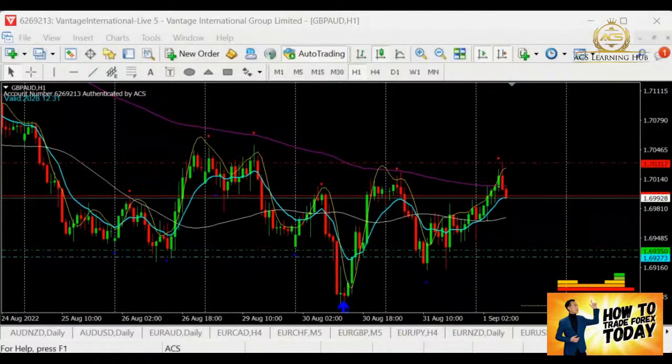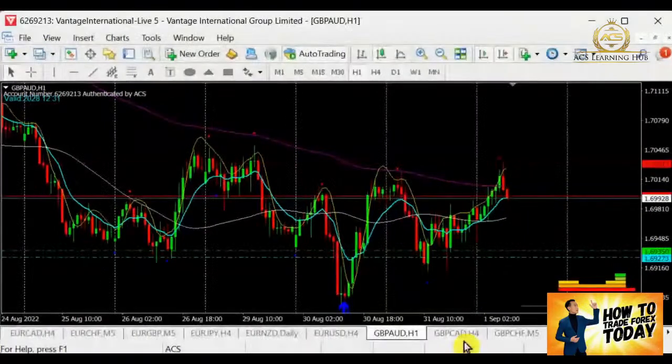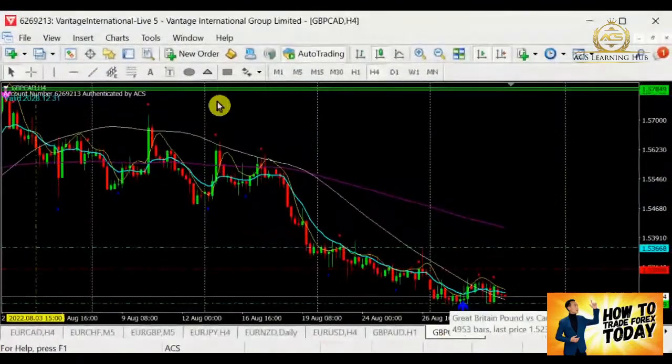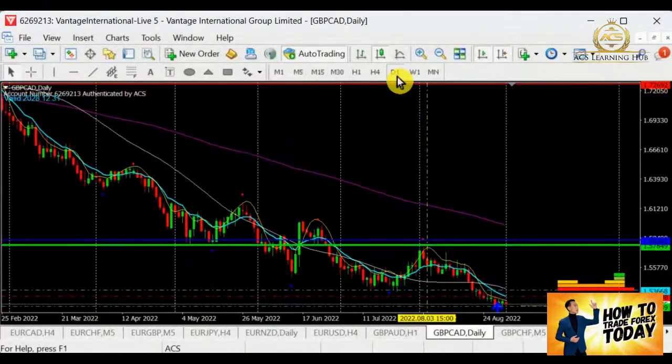Today it looks like all the major pairs have something there for us to take note. Pound CAD, we are in the bear.